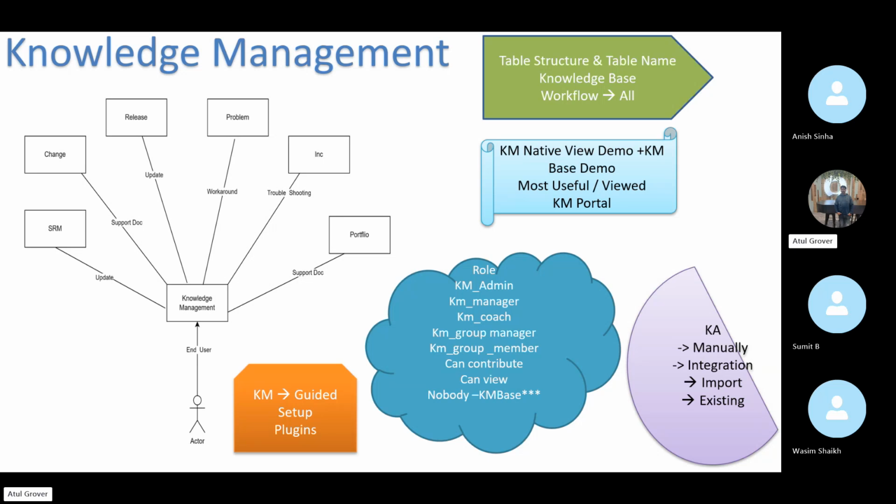Number one is called manually. It means we log into ServiceNow, go to the article module and create it. Second is called integration. This is important because if you are implementing ServiceNow for your customer, the customer says, hey, I already have 100 or 200 plus knowledge articles in SharePoint. How can you bring them into ServiceNow? This is called integration.